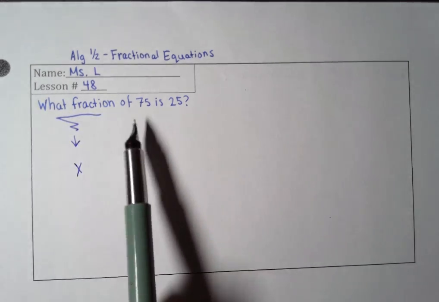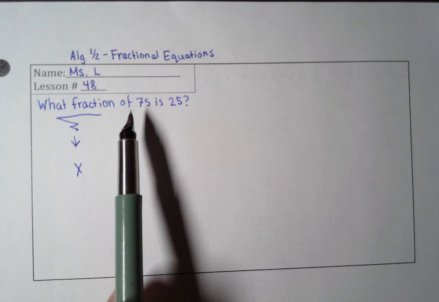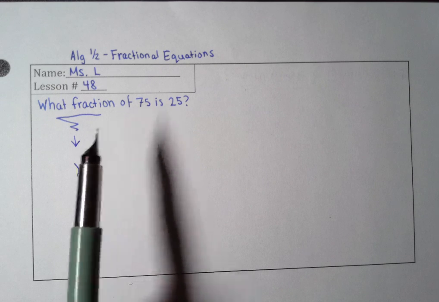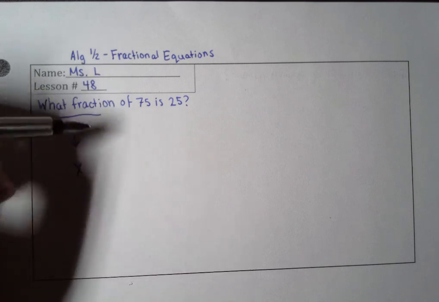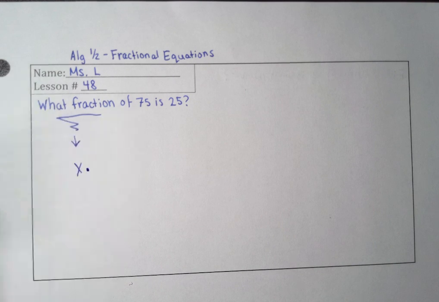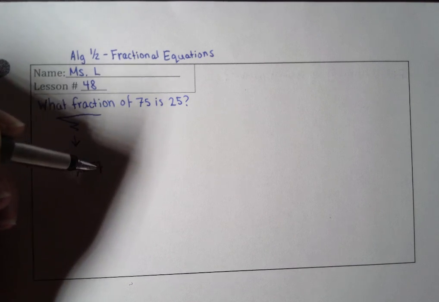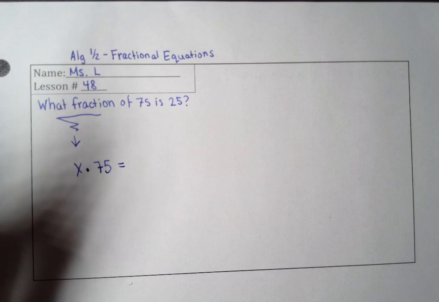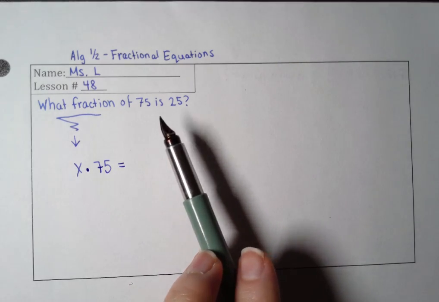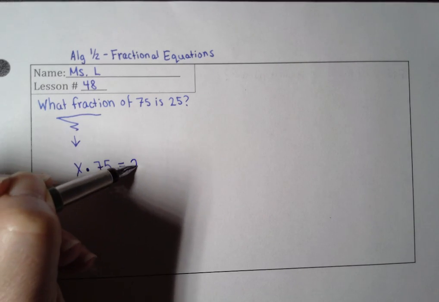The word of in mathematics, what does the word of mean? It means we're multiplying. So we're going to say x of 75, x times 75, equals, because is indicates we should have an equal sign, 25.